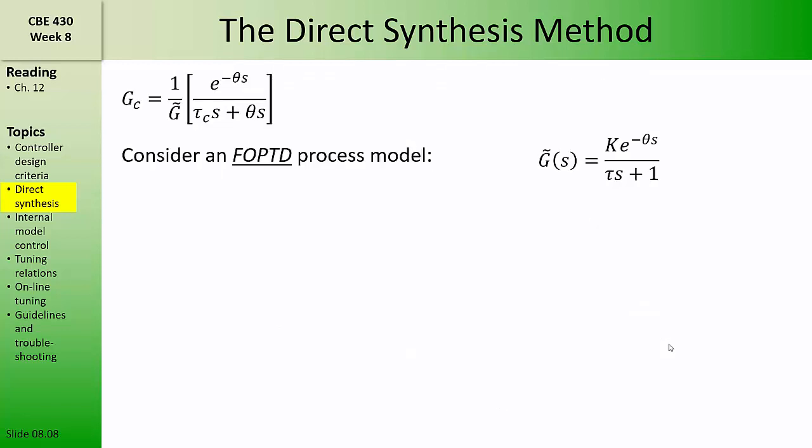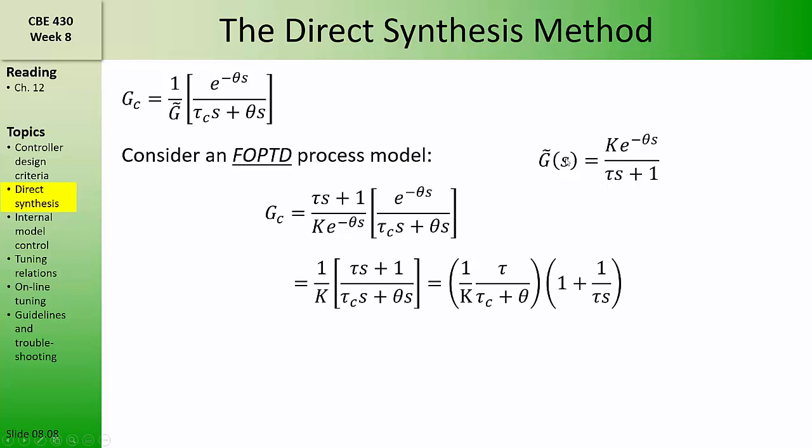Let's start with an FOPTD process model. So our G tilde is an FOPTD model. Remember, G tilde is a model for the product of the process transfer function, the valve, and the measurement, and any other transfer functions that might be in our feedback control loop, except for the controller. If G tilde is an FOPTD model, when we insert the reciprocal of G tilde into our design equation for the direct synthesis method, note that the time delay in G tilde cancels with the time delay that we have in the numerator of the direct synthesis controller equation.